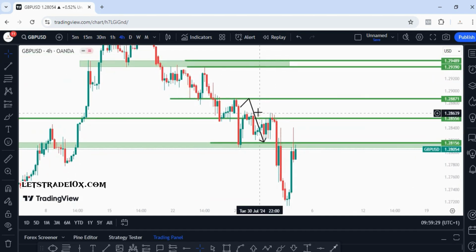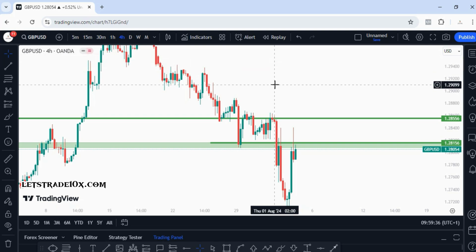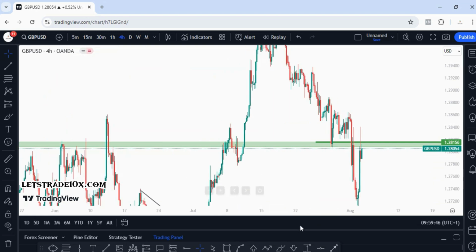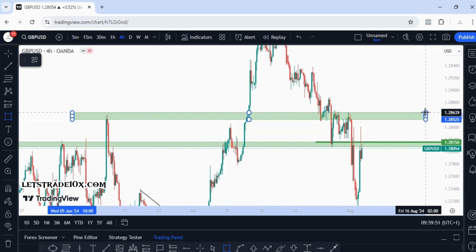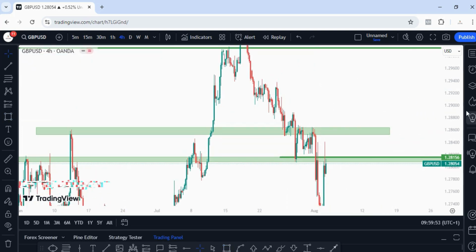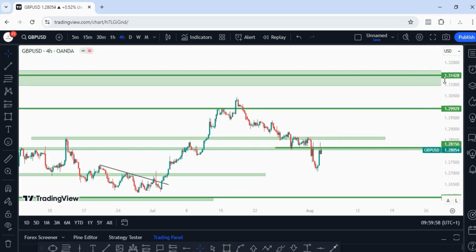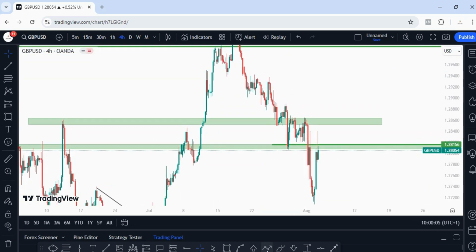But before I look at what we should be looking at going into next week, let me just delete all of these levels so that we can have a very, very clean chart. All right, perfect. So for GBPUSD to go higher, remember I've even been bullish. All these bearish scenarios were all just pullbacks on the higher time frame. Remember, my target has always been 1.31428.